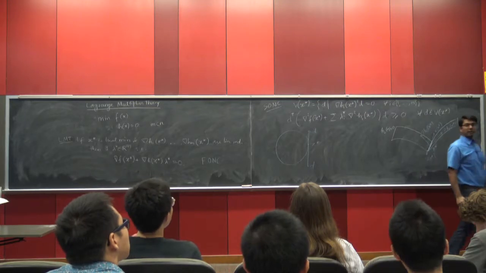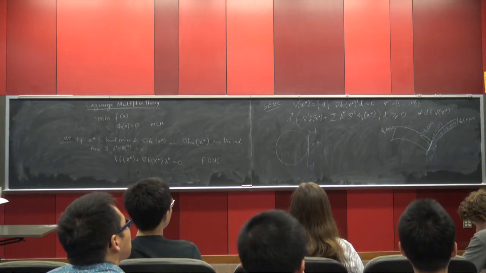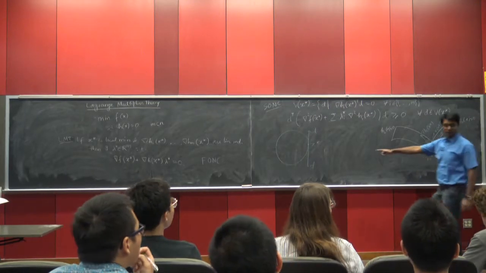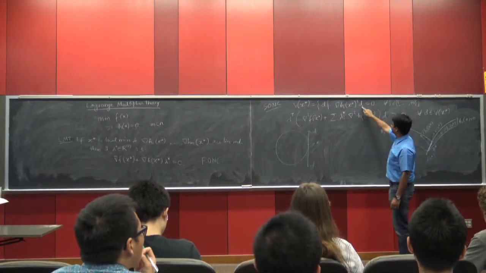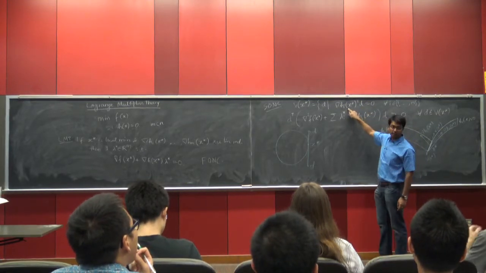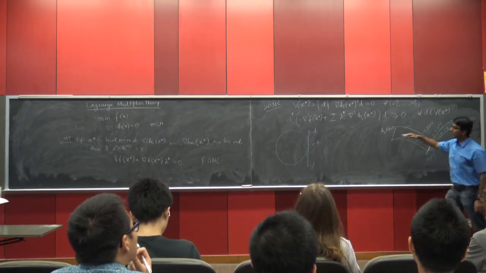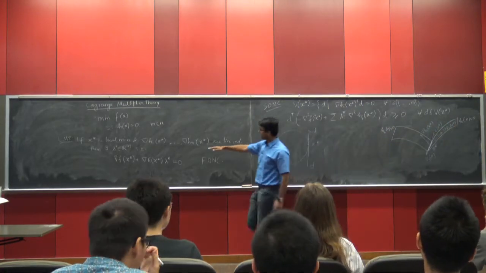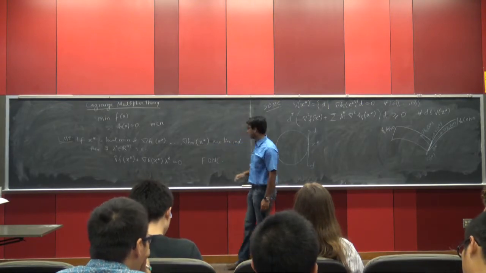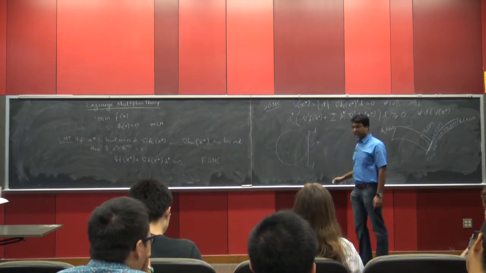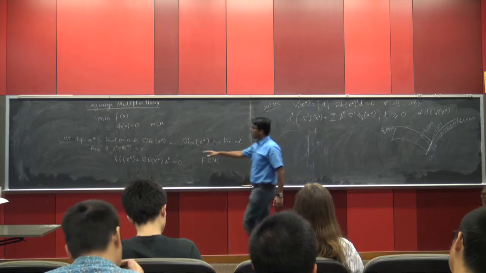Any questions so far? Yes. This part? So what is D? D is orthogonal to the entire set of vectors: gradient of h1 at x star, gradient of h2 at x star, all the way up to gradient of hm at x star. So let's look at this example where you have only one constraint.